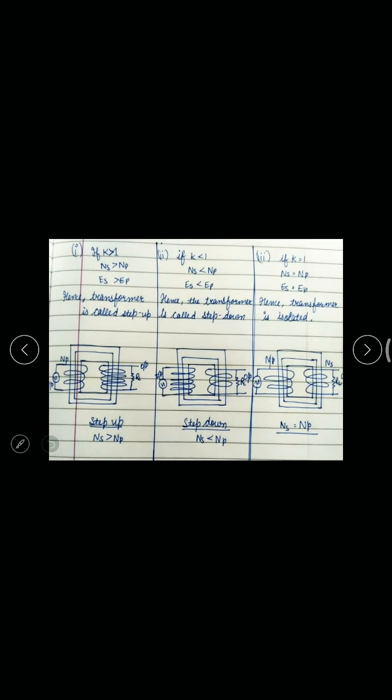When we divide both of them, we obtain a relation that ES upon EP is equal to NS upon NP is equal to K, where K is the transformation ratio. If K is greater than 1, NS will be greater than NP and ES will be greater than EP. Hence, it is a step-up transformer. Here you can see the number of turns in primary is less than the number of turns in secondary.